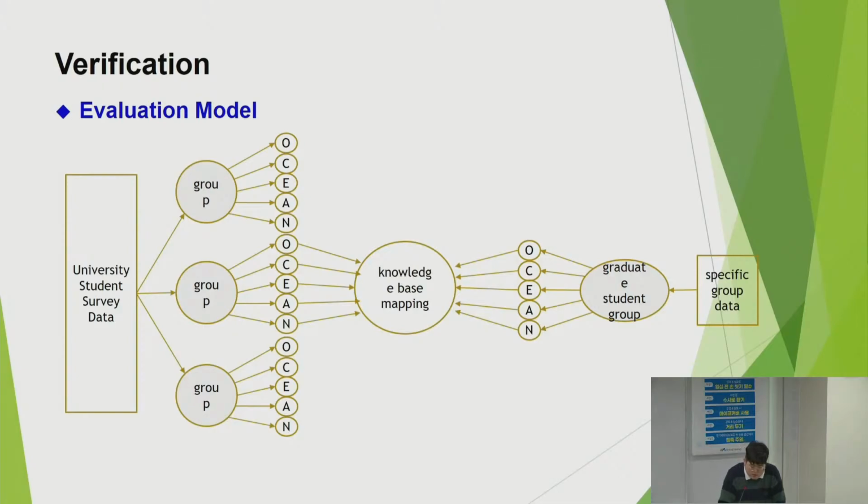This study is evaluated and verified through a case study. A case study was conducted by conducting the same survey as for the undergraduate students with a total of 10 graduate students: 6 graduate students from the Department of Computer Engineering and 4 graduate students from the Department of Molecular Science at Ajou University. I analyzed the 10 graduate students as one personality group in the same way as in this study, and mapped the result to the undergraduate students through knowledge-based mapping.